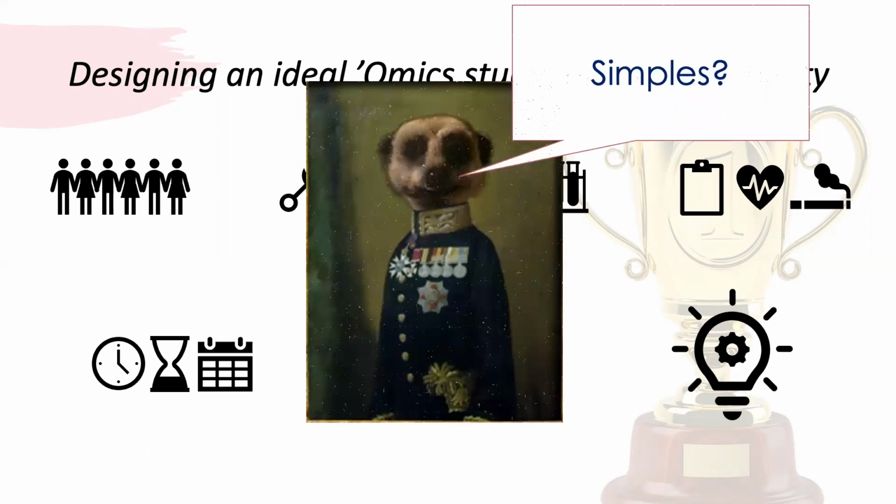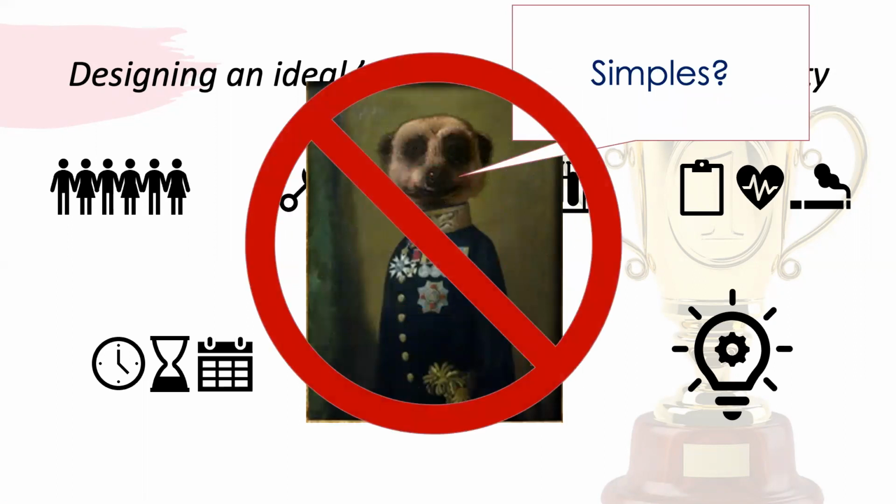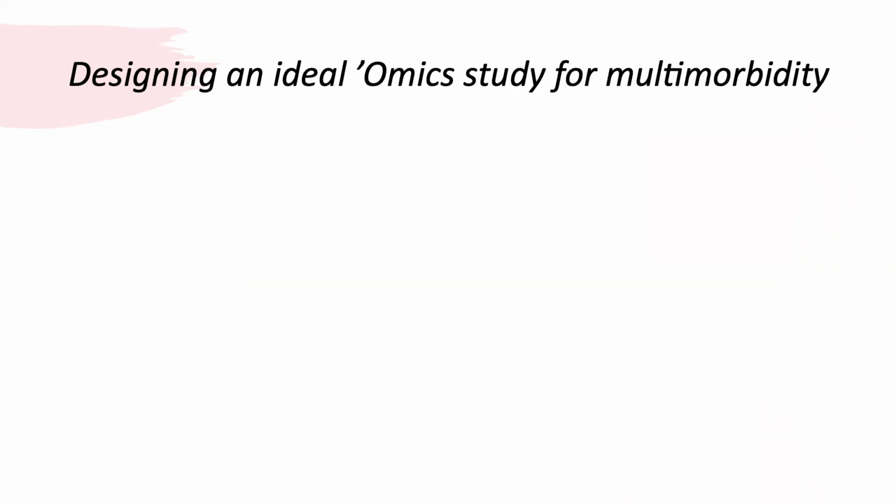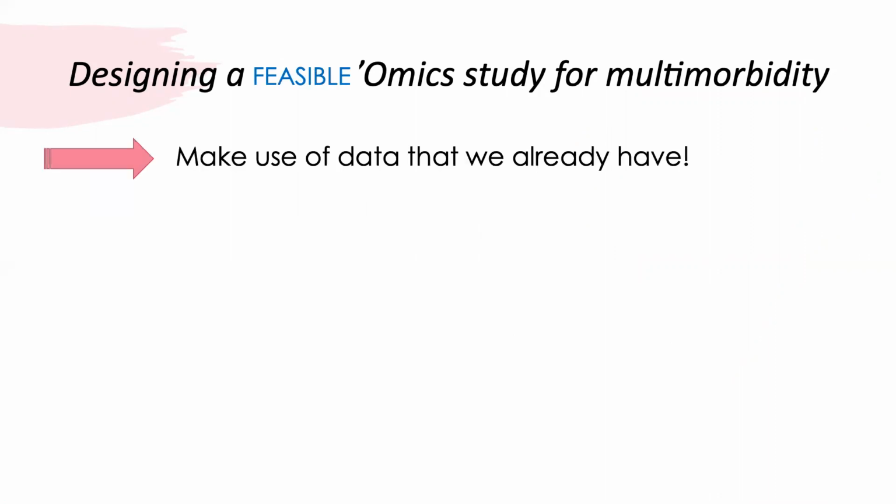Simple? Well, yes, simple, but not particularly feasible, not least because it would be extremely expensive to follow hundreds of thousands of people for up to 60 years of time. So instead, let's think about a feasible omics study rather than an ideal omics study. And one of the best ways that we can do this is to make use of the data that we already have available to us.